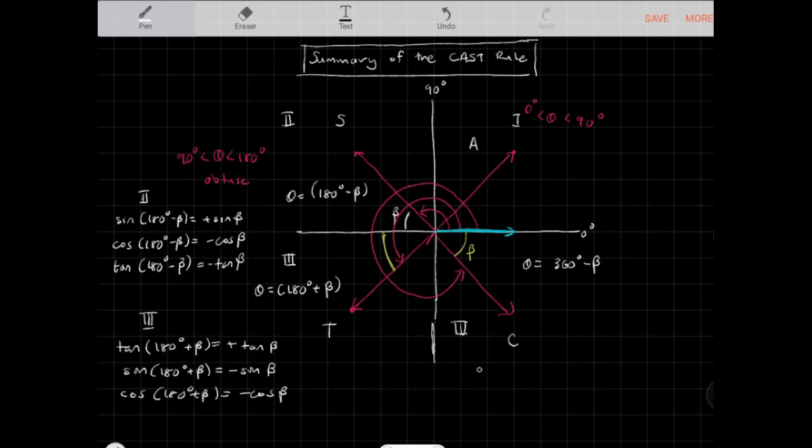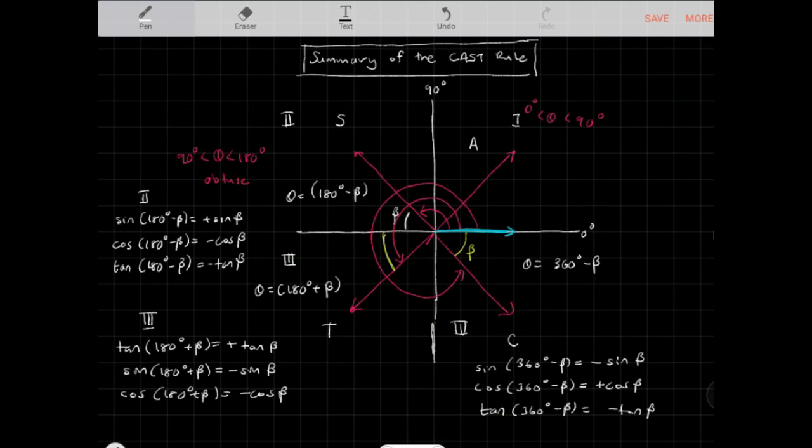Because only cosine is positive, sine of 360 degrees minus beta is equal to negative sine beta. Cosine of 360 degrees minus beta is equal to positive cosine beta, and tan of 360 degrees minus beta is equal to negative tan beta. Okay, so those are our correlated angles.